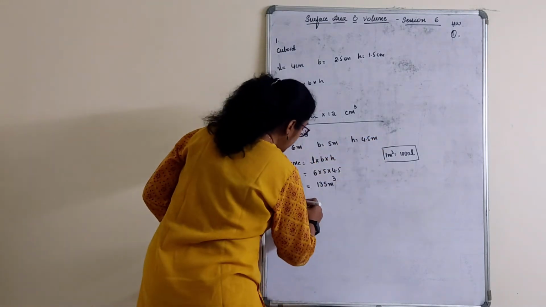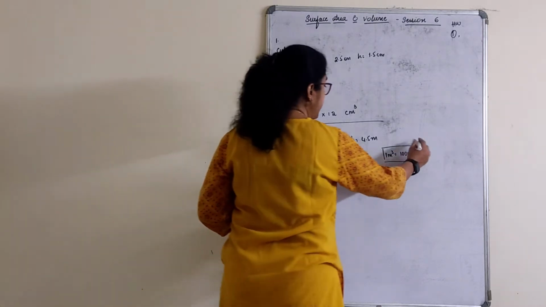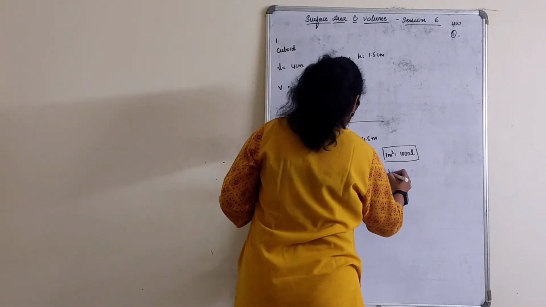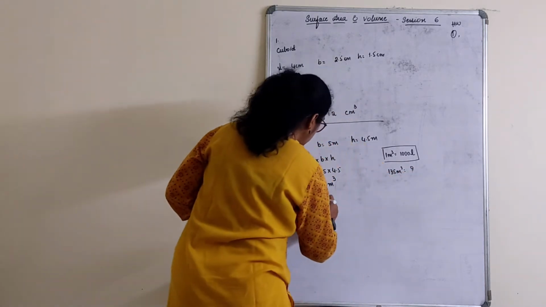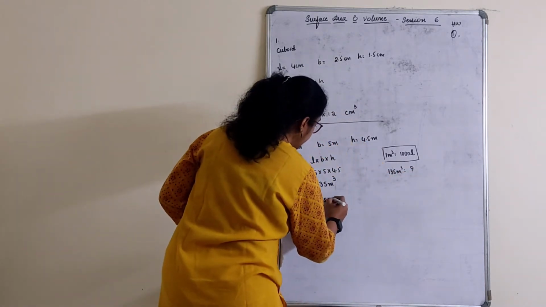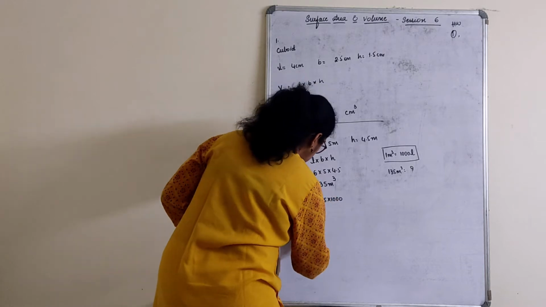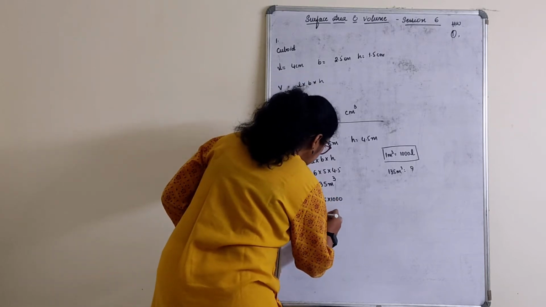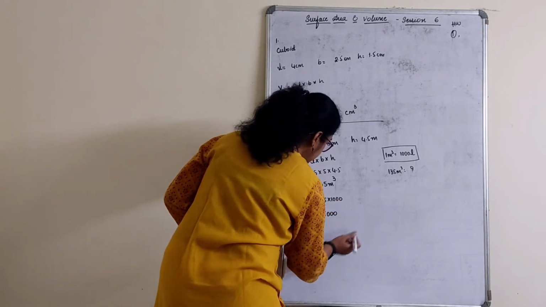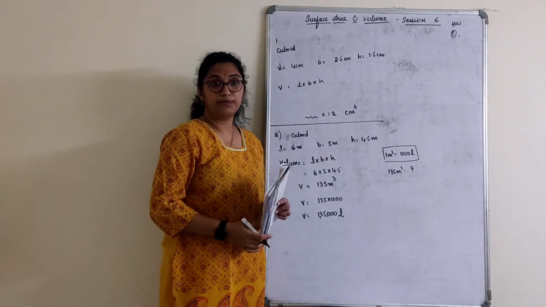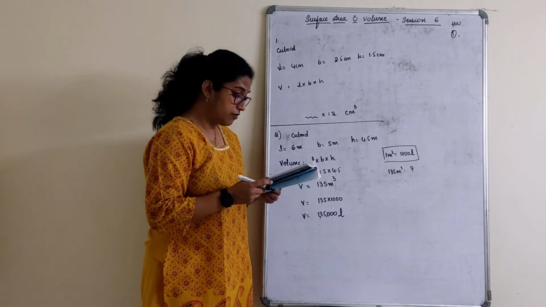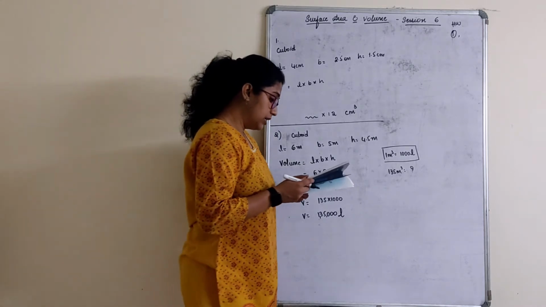So therefore, 1 meter cube is equal to 1000 liter. 135 meter cube is equal to how many liters? So this is 135 into 1000. So 135 followed by 3 zeros liters. Answer. Okay, that is how we are going to write it. Next one.